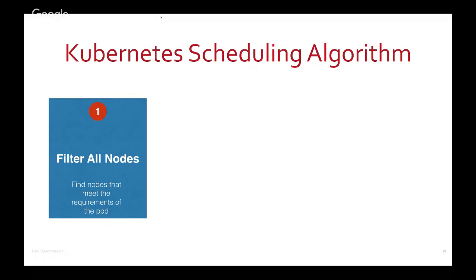All right, so how does my Kubernetes scheduling algorithm work? Well, it's a 3-step process, essentially. So remember, in the master, there is a scheduler control. There is a scheduler.